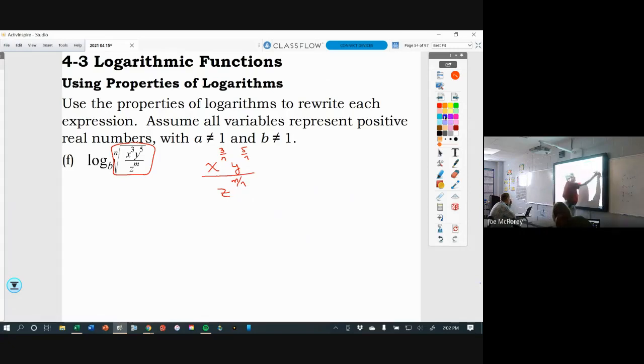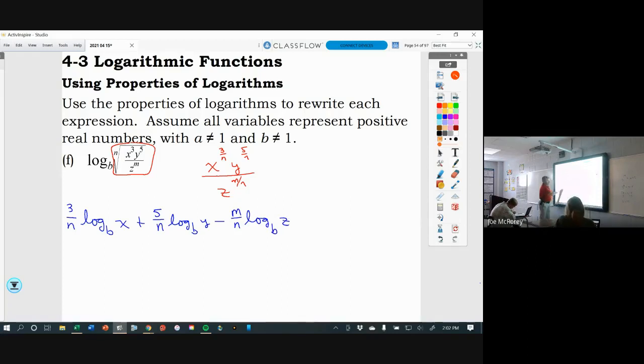Okay? To get the final answer, I'm writing the answer: 3 over n log base b of x plus 5 over n log base b of y minus m over n, whatever, of log base b of z to the z. And that's the answer.